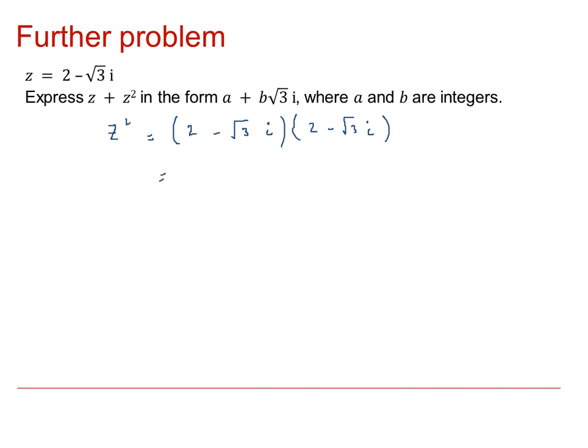The first term, 2 multiplied by 2, is 4. Then we get the outside term is equal to 2 multiplied by root 3i, so sorry, negative 2 root 3i. The inside term is also negative 2 root 3i. And then finally we've got negative root 3i all squared.